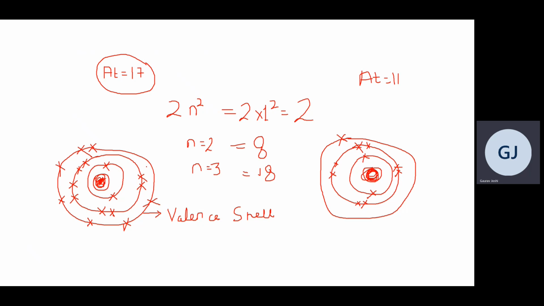Octet is basically 8, right? So when this valence cell contains the complete 8 electrons, it will become stable. But here we require only one electron. Only one electron is required on this side. But if you look at this side, atomic number 11, it requires 7 electrons in order to complete its octet. But getting 7 electrons to complete the octet is a very tough task.